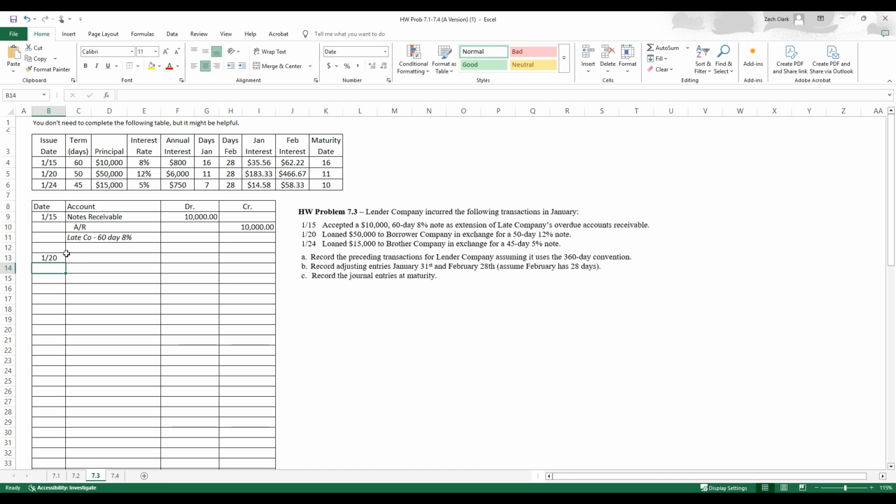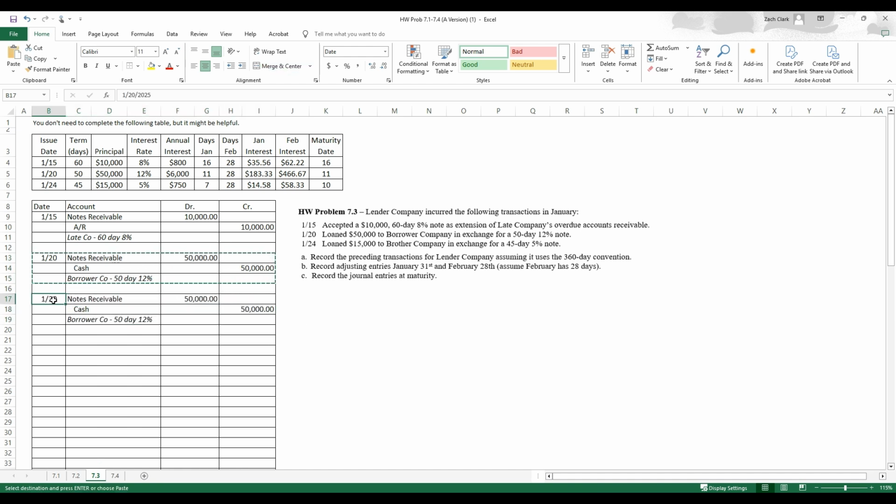And then the other two are more common, more normal, I guess, if you want to think of how we usually look at extending notes and loaning money, because now we're actually loaning money. In the first one, we weren't really loaning money. We're just allowing them to change their account receivable into a note. They owed us money, and we're just changing that basically. So 50 day 12% for this one. So that looks, wait, was it 50? Yeah, that looks good. Okay.